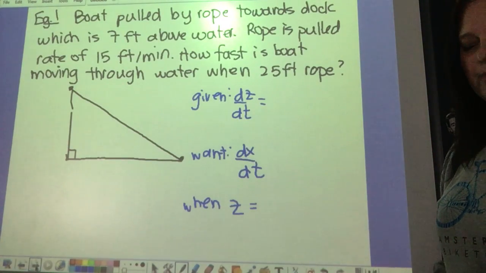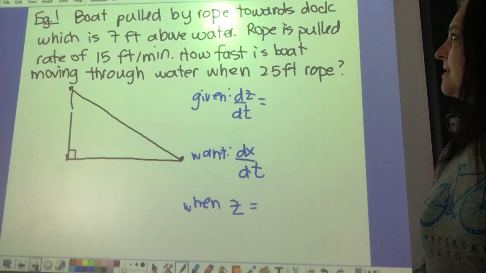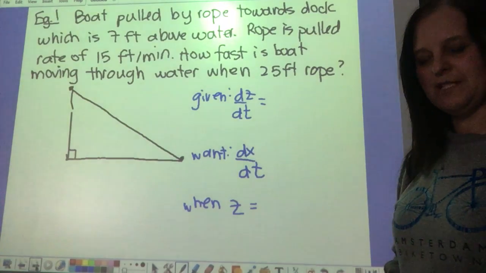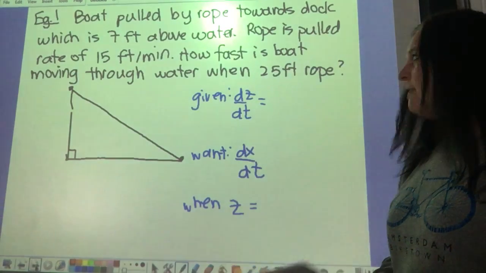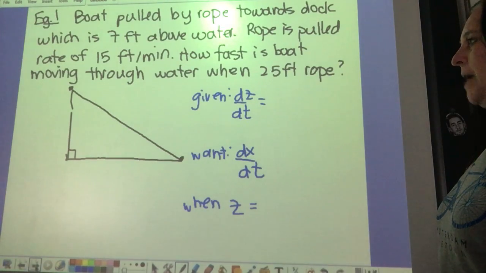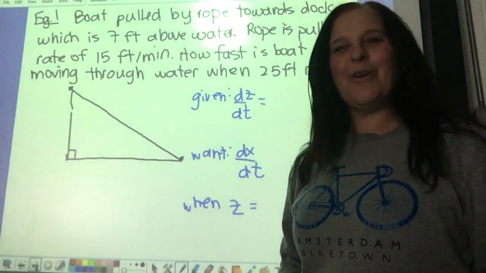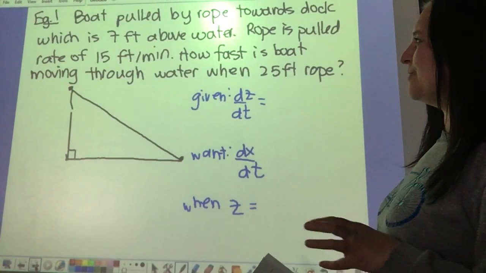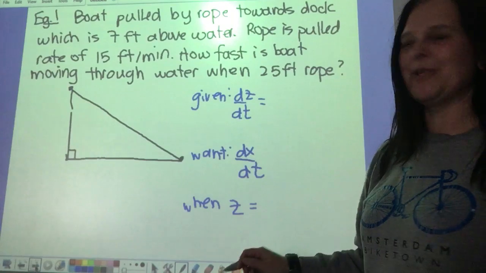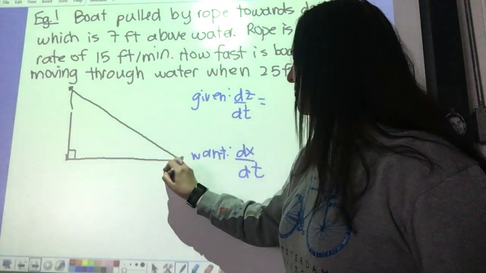So we have a boat that's being pulled by a rope towards a dock, which is 7 feet above the water. If the rope is being pulled at a rate of 15 feet per minute, how fast is the boat moving through the water when there are 25 feet of rope out? Okay, there's a lot going on in that question. The fun part is figuring out what I am given, what I want to solve, and what my equation is. So very simply, I drew a diagram.